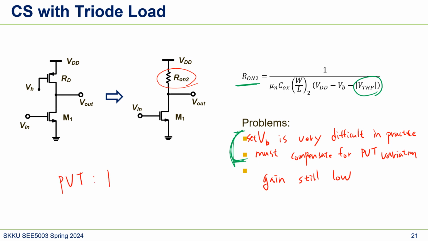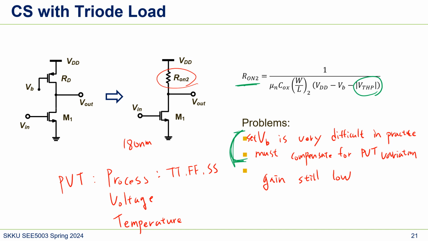PVT means process, voltage, and temperature. In process, we say like TT or FF or SS. So it means how fast the NMOS is, how fast the PMOS is. So as I said, even if we are using, let's say, 180 nano, every silicon wafer is different, because we do a lot of doping, so there's so much variation.